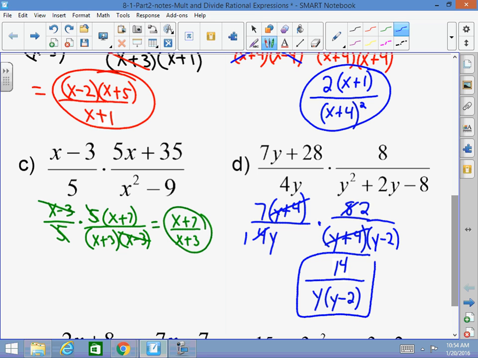In case you're wondering why we aren't stating the excluded values, we weren't asked to. If we were asked to, we'd have to do it in this stage here, not in the simplified stage. Remember, if you're ever asked for excluded values, the steps are factor, excluded values, then simplify.